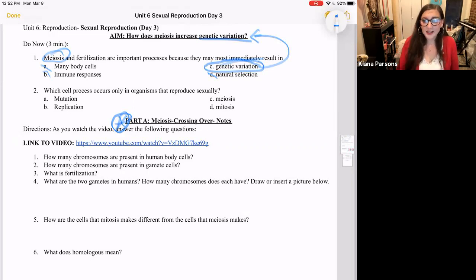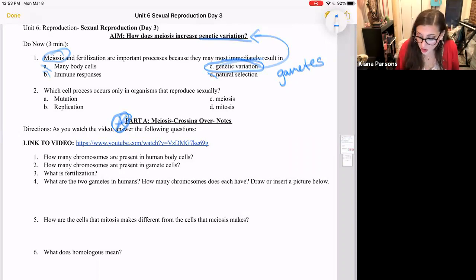And meiosis is the process by which gametes are produced. And fertilization is the process by which gametes are combined to form a new organism. And every time gametes are created and fertilization occurs, we are experiencing unique genetic combinations. And this is really the short answer to how does meiosis increase genetic variation?